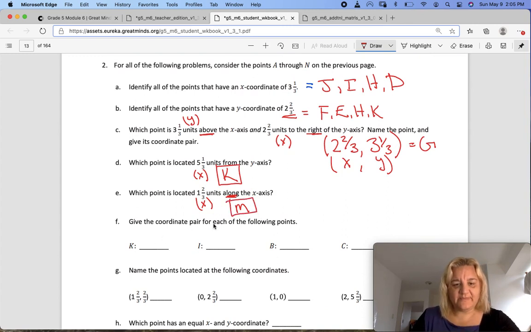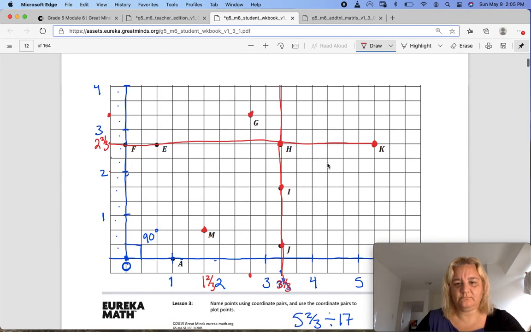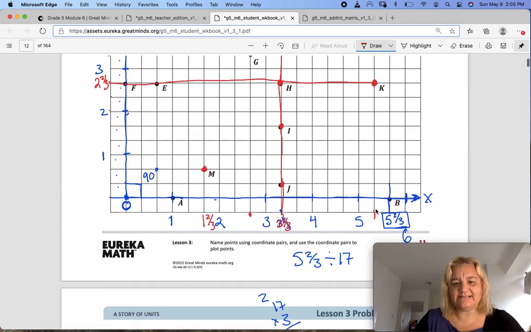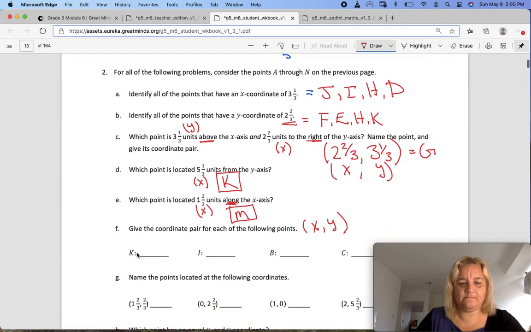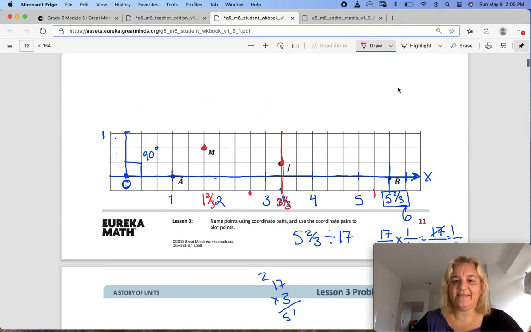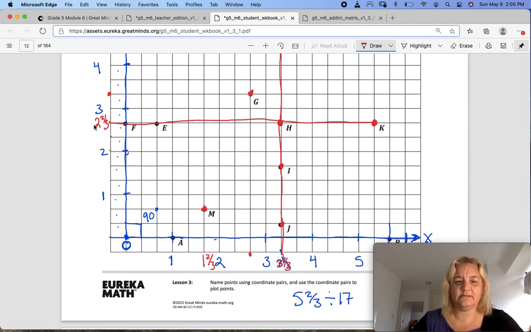Okay, give the coordinate pair for each of the following points. Remember, coordinate pairs give the x-axis first, and then the y-axis. So x and then y, always. Separated by a comma inside parentheses. So where's K? Let's find K. K is here, so the x-axis is 5 1/3. And the y is here, it's 2 2/3.